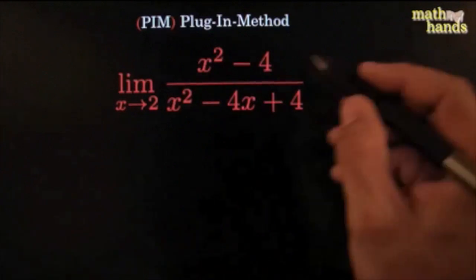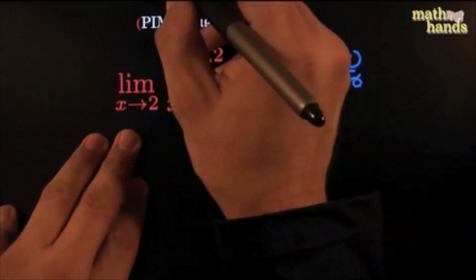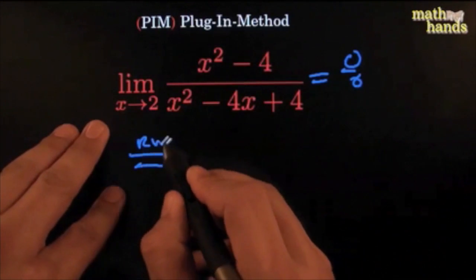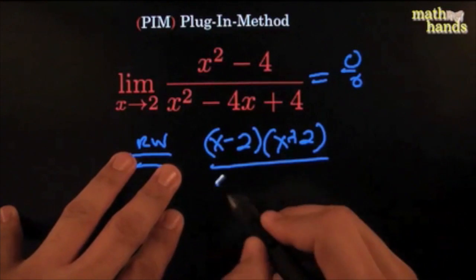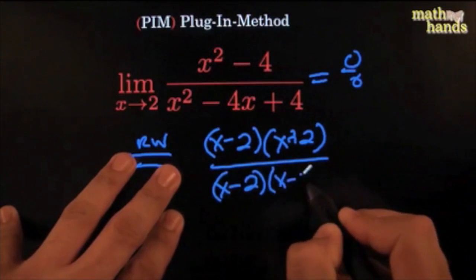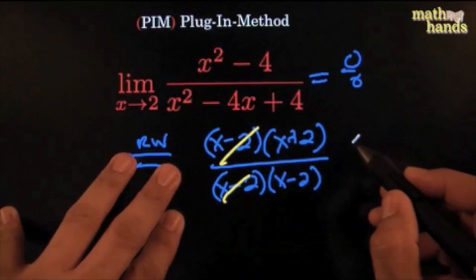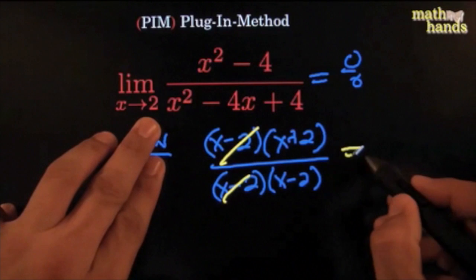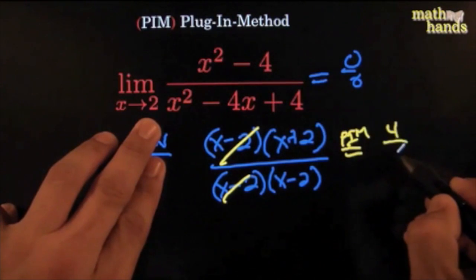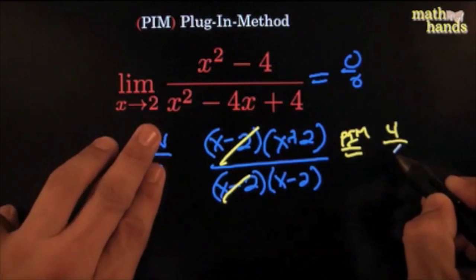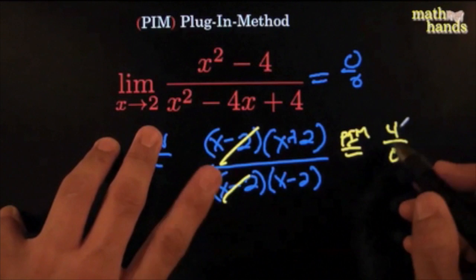So maybe a couple more plug-ins or rewrites. This one you get 0 over 0. Maybe we could do a little rewrite. A rewrite would be x minus 2 times x plus 2 on the top, x minus 2 times x minus 2 on the bottom. That cancels this. And then you try to plug in again. x is going towards 2. Whoa, x is going towards 2. I get a 4 over what? 4 over 0? What? 4 over 0.